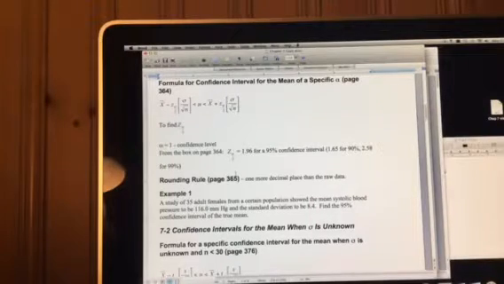This video is going to look at the first formula for building confidence intervals that is used when either you know the population standard deviation or you have a large sample. And to do that, we're going to walk through example 1.